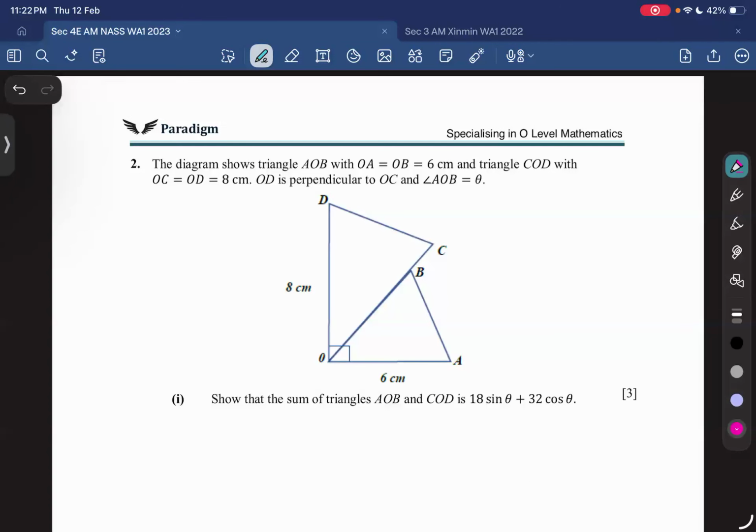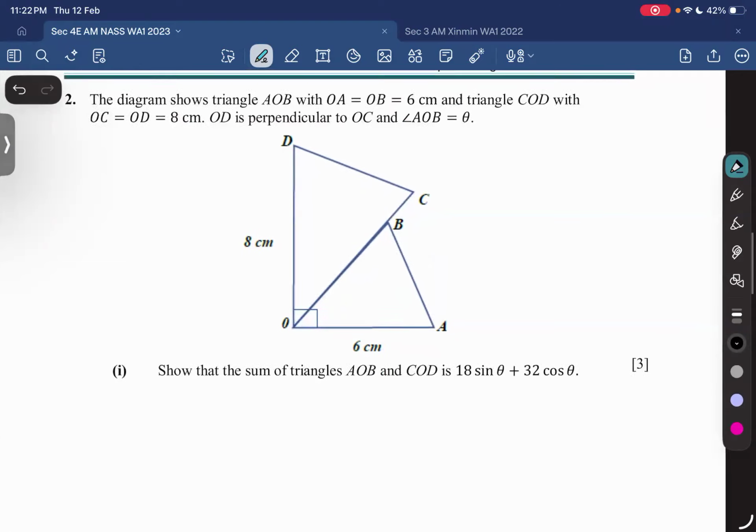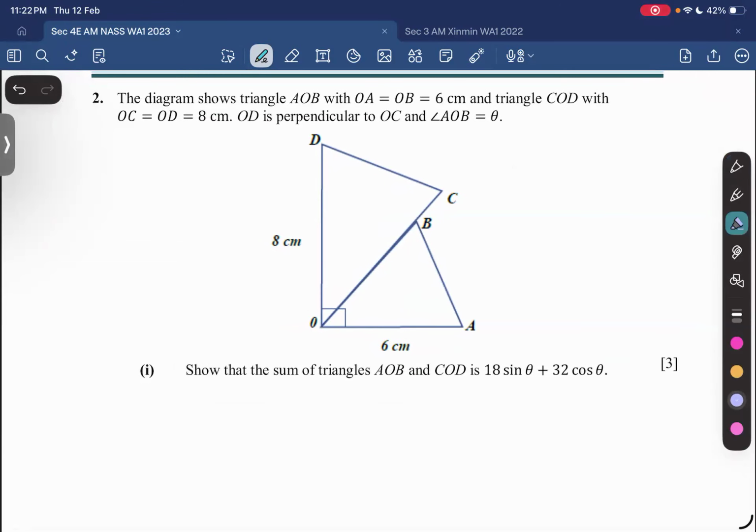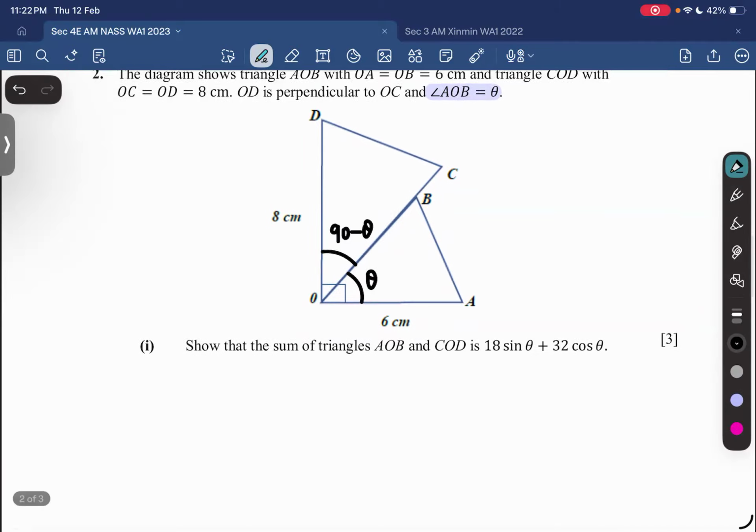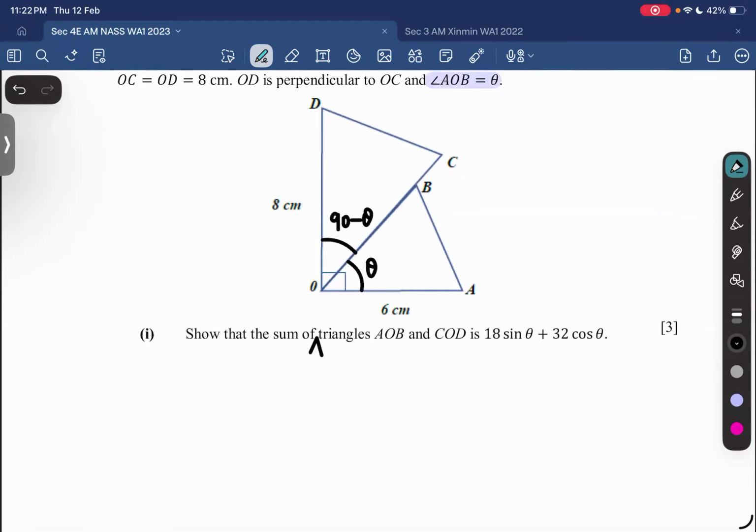Okay, next one. This one, some of your proof, you're trying to smoke your way through. I caught you. So what I have here is that there are all these different triangles. Important thing is angle AOB, this one over here, this is theta. So that means it's quite clear to us that this is 90 minus theta. Okay, so you want the sum of triangles. I think there's a missing word here. It should be sum of area of triangle.